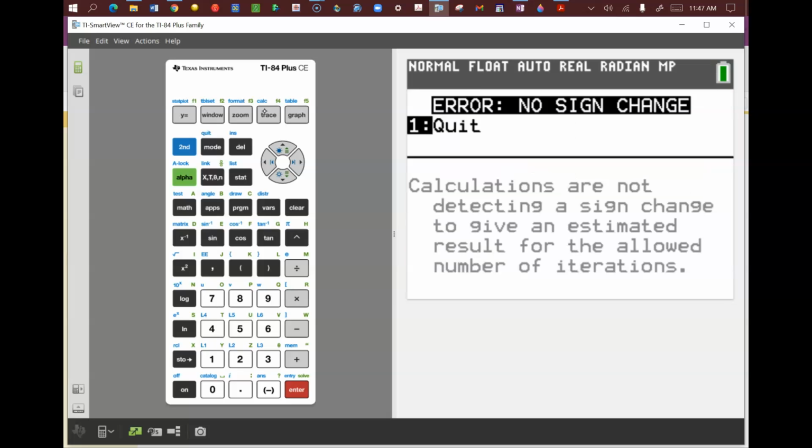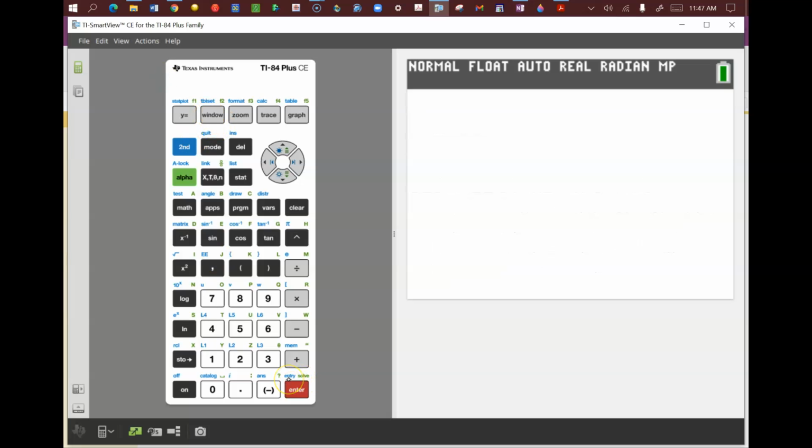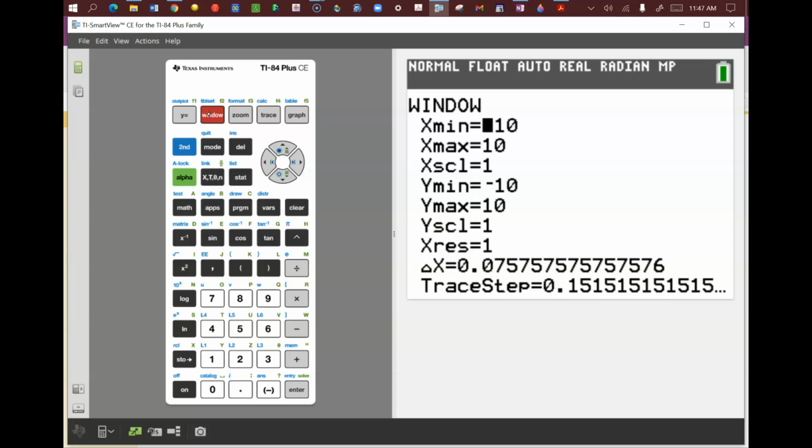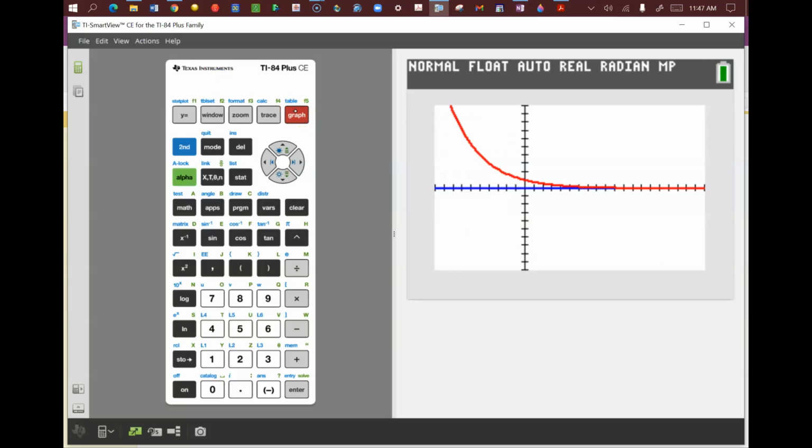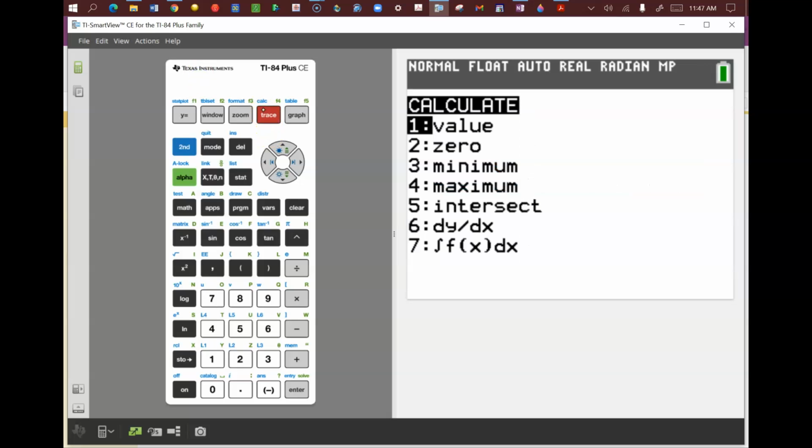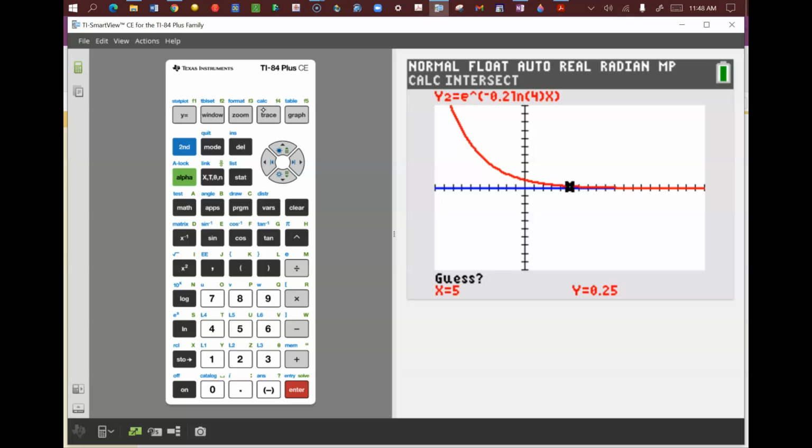Notice I got this error. It said no sign change. That's basically how the calculator finds it, which tells me that either I made a mistake or my window is not big enough. So I'm going to quit, go back to my window, and make X max bigger. I'll go up to 20, just a guess on my part. I'm going to graph it again and use the intersect function again. So second, trace, and the intersect function one more time, and hopefully our point of intersection is within our window.